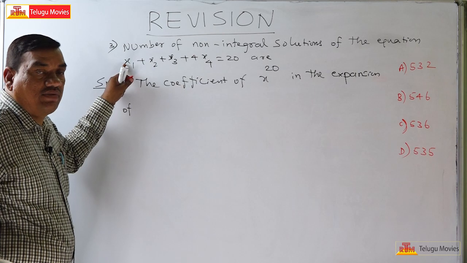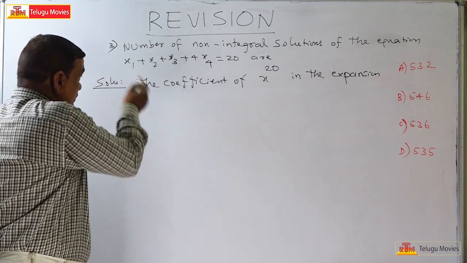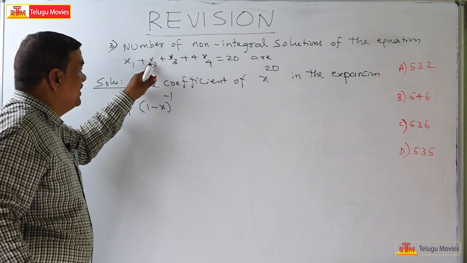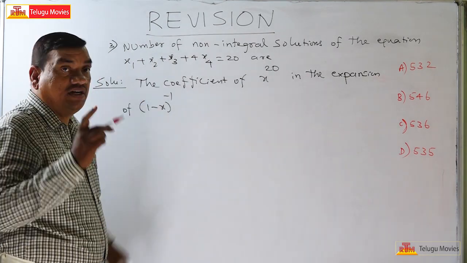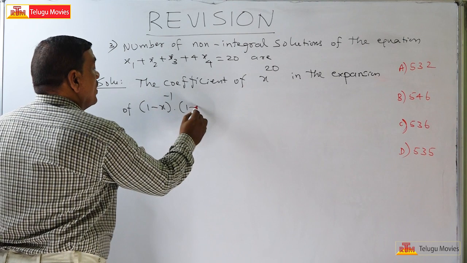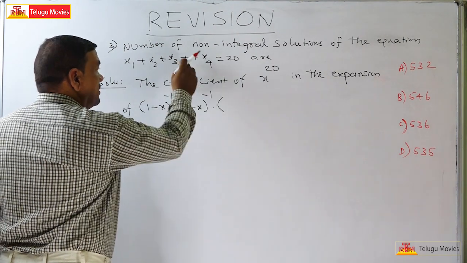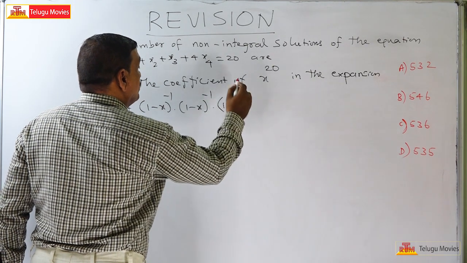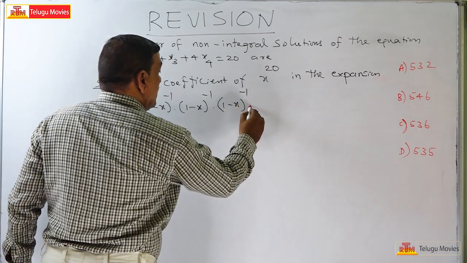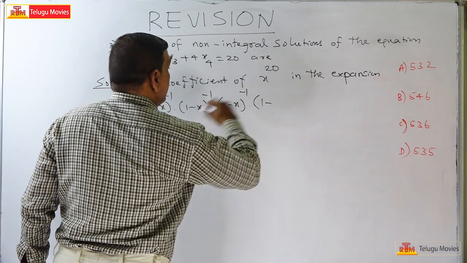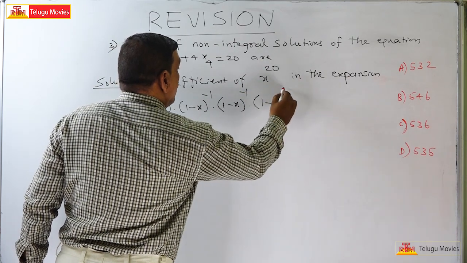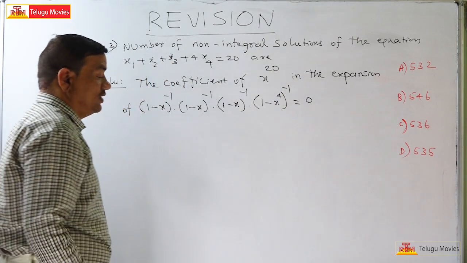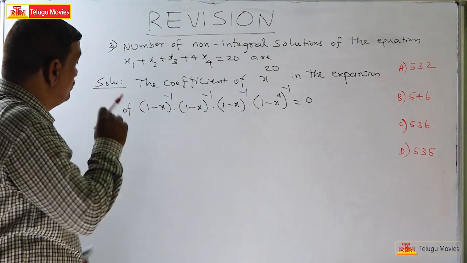Here the x1 coefficient is 1 only, that means (1 minus x) whole power minus 1. Second, x2, its coefficient is 1, into (1 minus x) whole power minus 1. x3 coefficient is 1, that's why (1 minus x) to the power of minus 1, into (1 minus x to the power of 4) whole power minus 1. Understand?